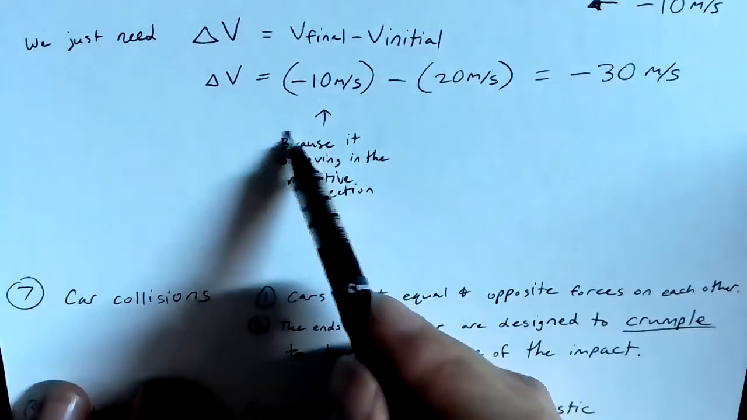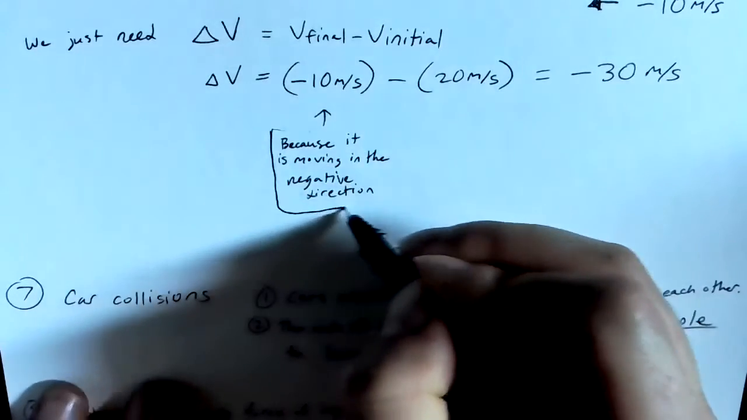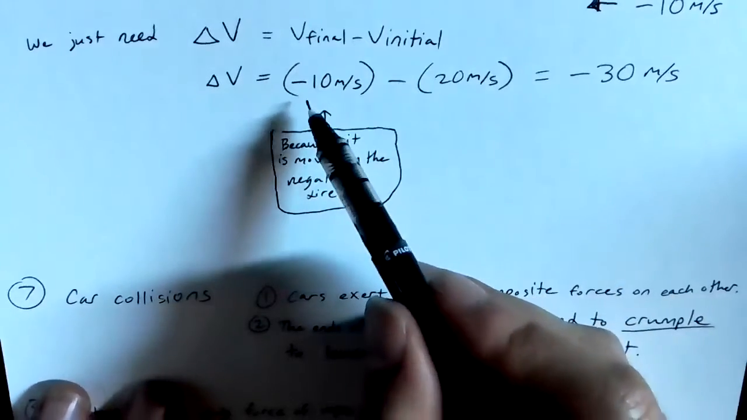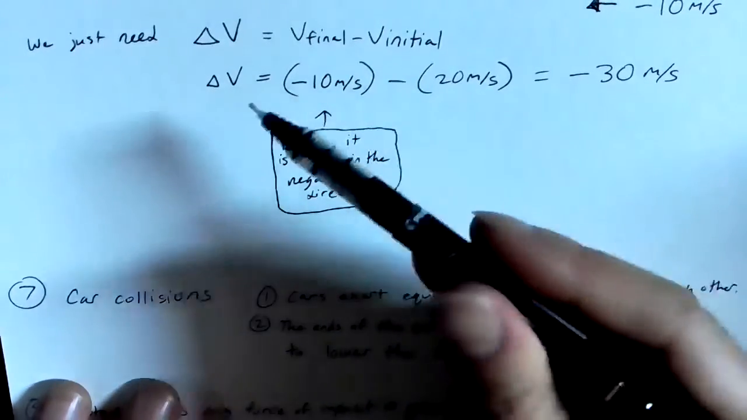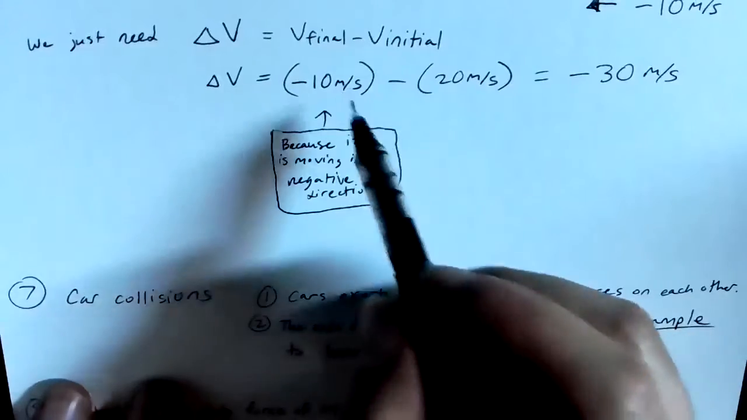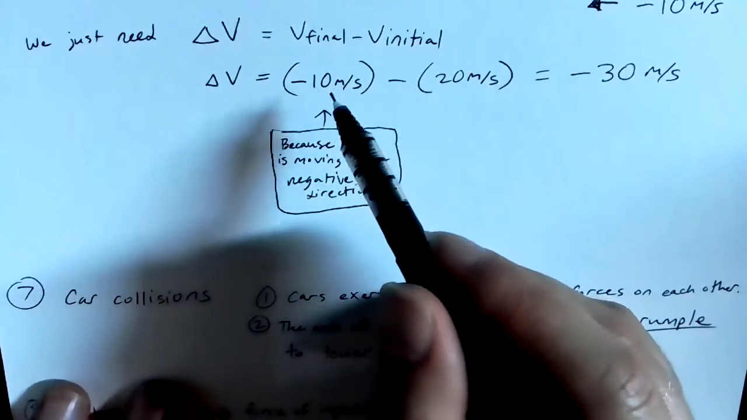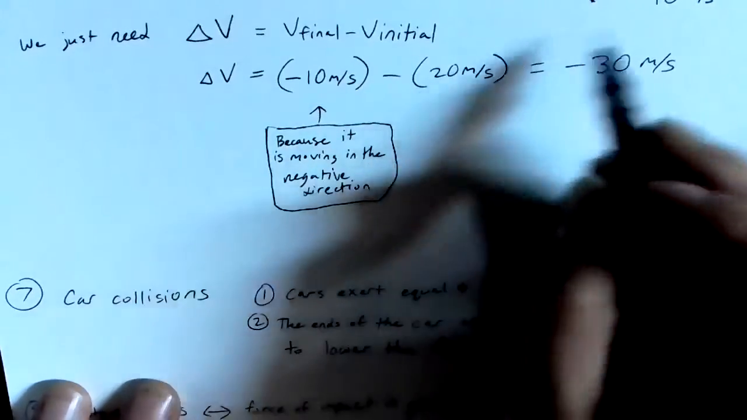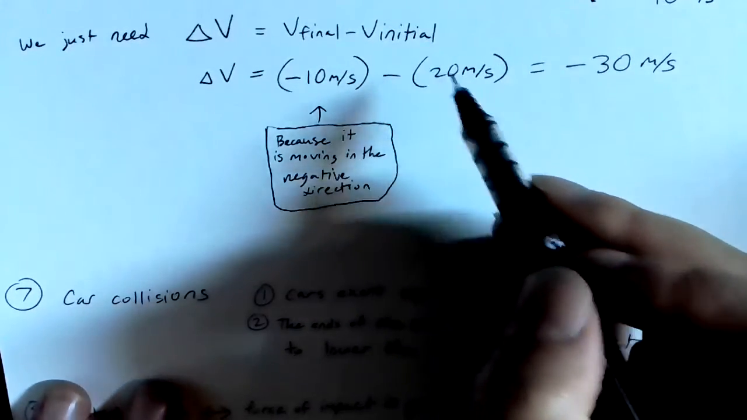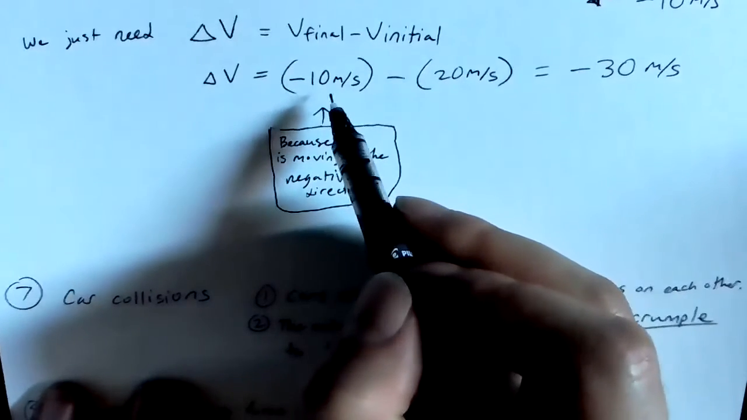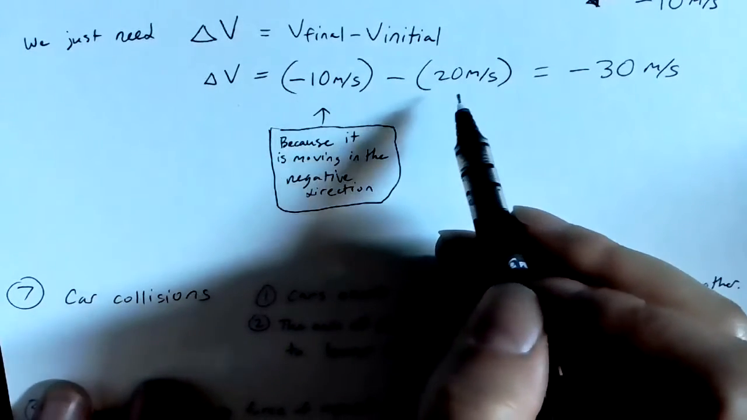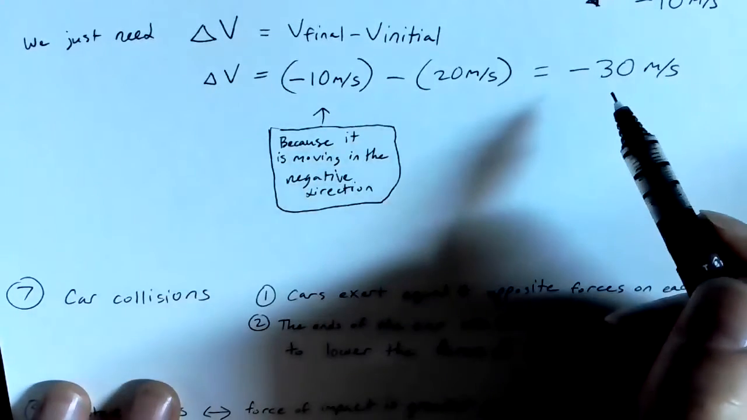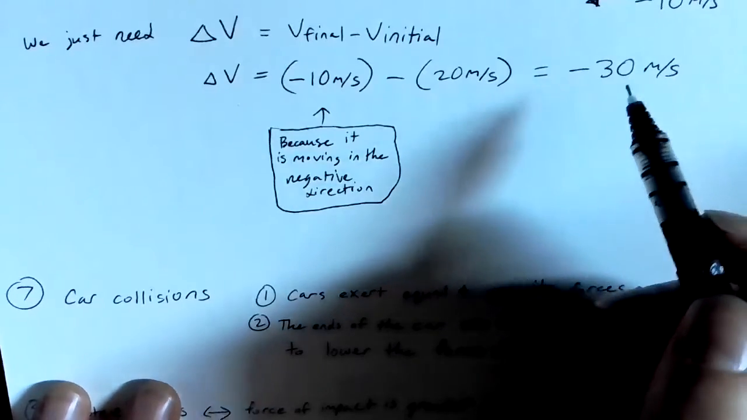And the tricky part here is to remember the negative sign for this final velocity. Because it changed direction, it is now going in the negative direction. So you have to put that into the equation. So we have a negative 10 meters per second minus the initial velocity, and that was a positive 20. So we leave that one positive. So it's negative 10 meters per second minus a positive 20 meters per second. And that will give you negative 30 meters per second.